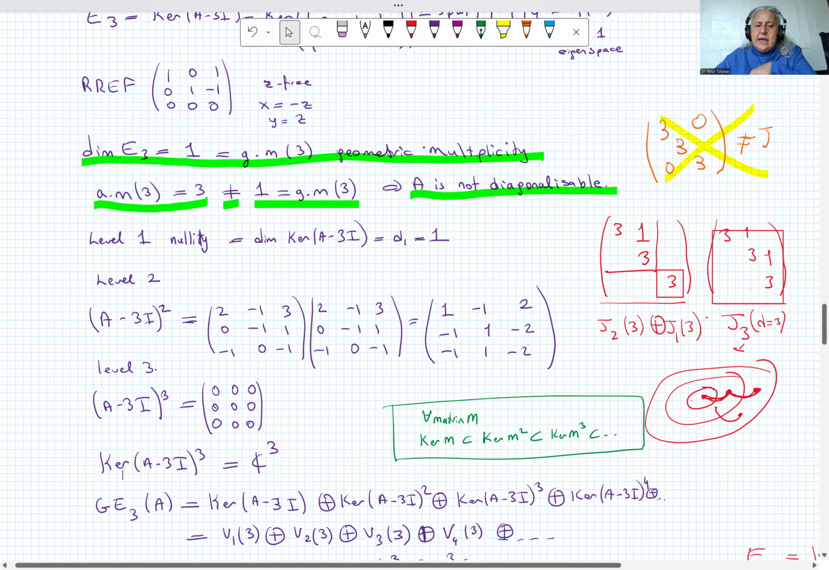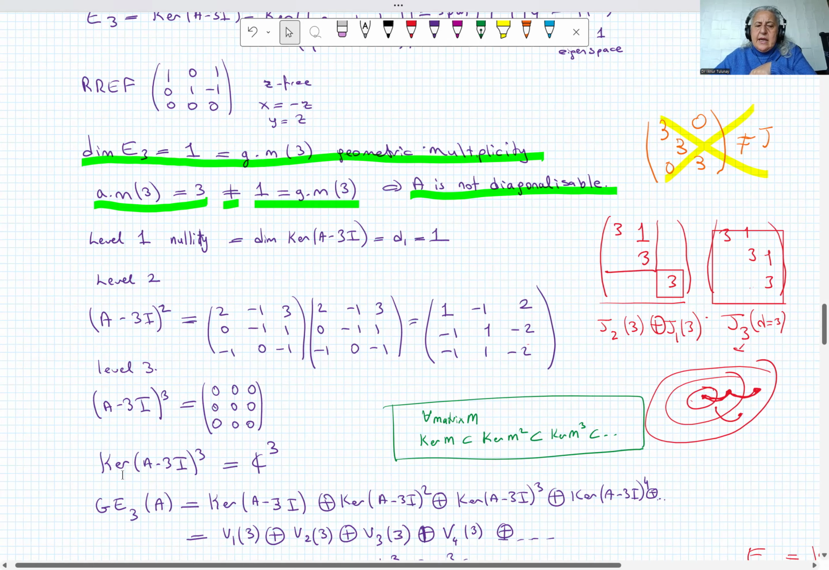Again, in our mind is this fact that the kernel of M is inside the kernel of M squared, inside the kernel of M cubed. So that's the kind of situation we have. It's inside the inside. Since the largest one is C cubed, which contains all the others, the generalized eigenspace of lambda equal to 3 will be just C3.